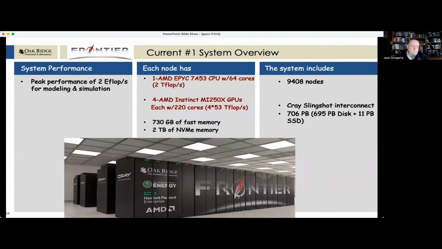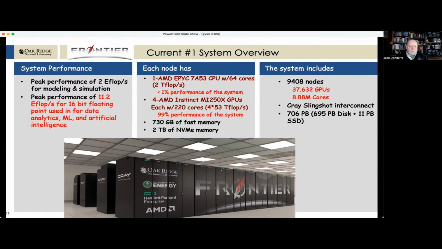The number 1 system, I'll just want to talk about it briefly here. It has a peak performance of 2 exaflops. So 2 times 10 to the 18 floating point operations per second. Each node of this computer has 1 AMD CPU and 4 AMD GPUs in it. And it has 9,408 nodes in the machine.